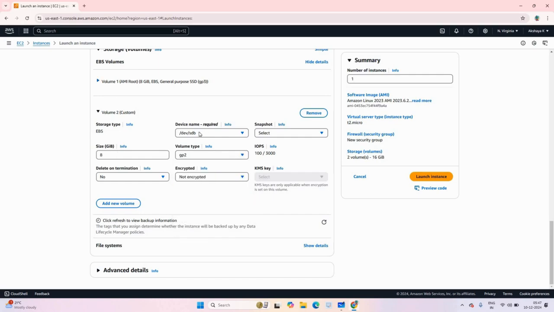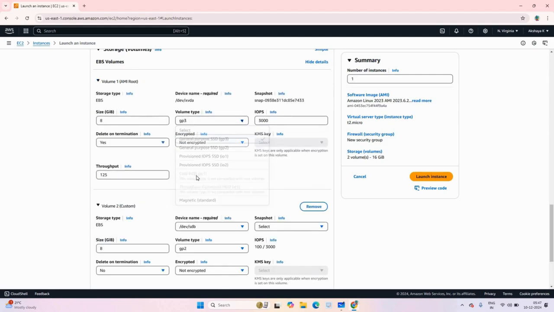This is volume 2. If you go to the root volume, the HDD option is greyed out because we cannot choose HDD for the root volume. That is because we need more performance for the OS running and configurations, so we have to choose from the SSD only.